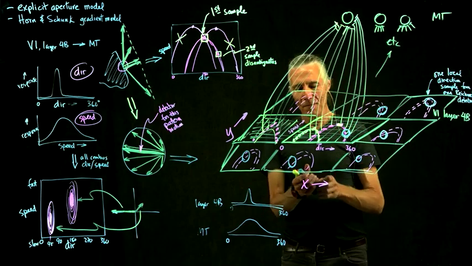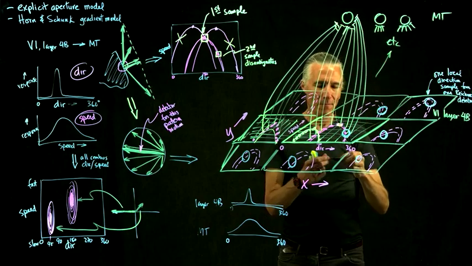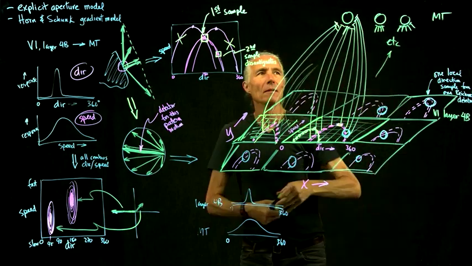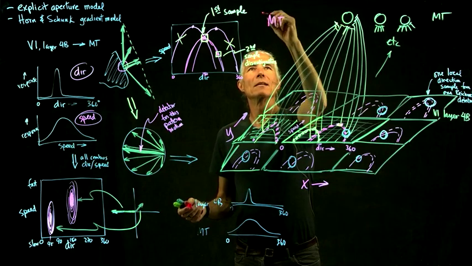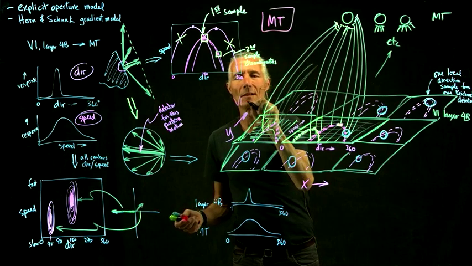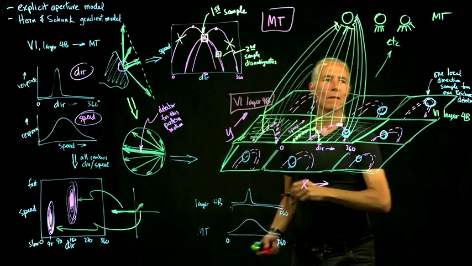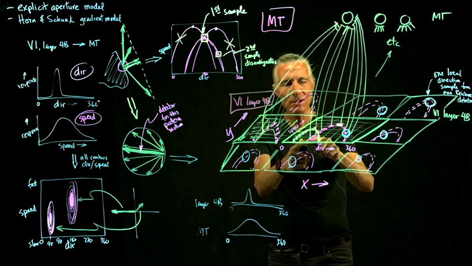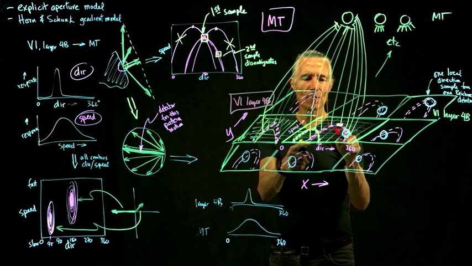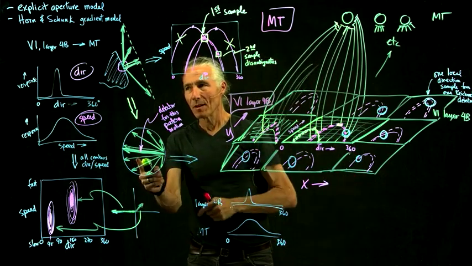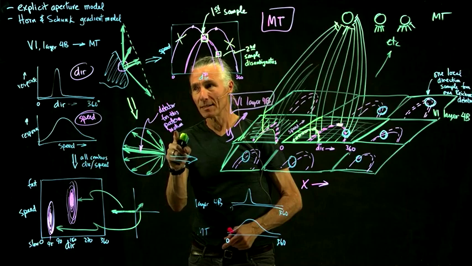But that makes sense from this point of view, because if you look at this MT unit here, so let me put this is our MT. This is V1 layer 4B down here. If you look at that MT unit, it's getting input from a whole bunch of different directions. This is direction, remember, and there's speed. And so it's getting input from a whole bunch of different directions over 180 degrees. That's what this picture is over here. It's all these different directions that are providing input to a single MT unit.